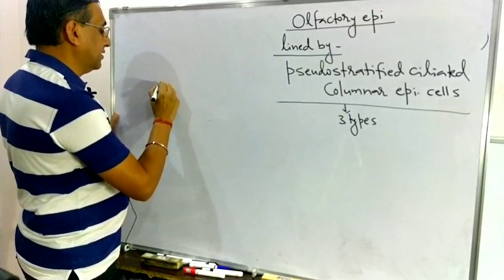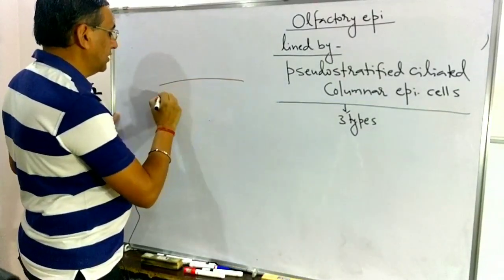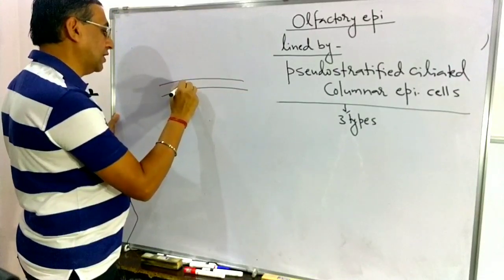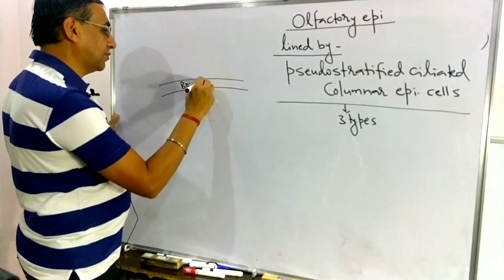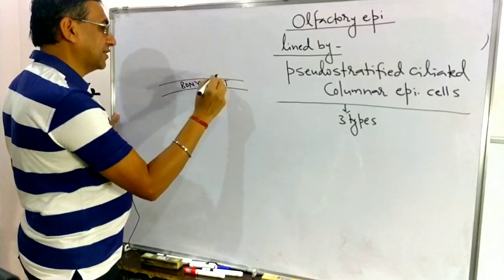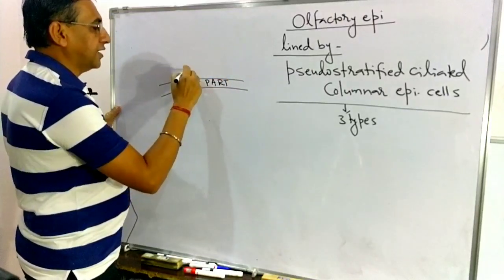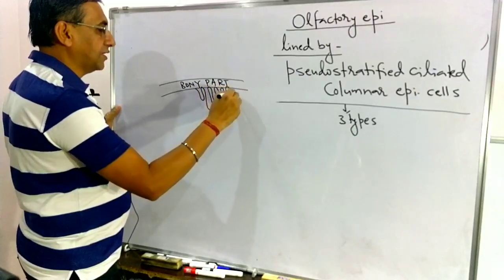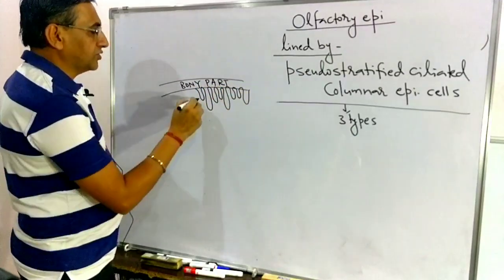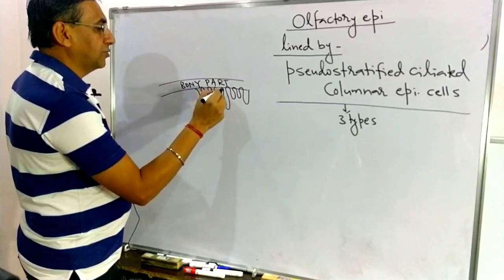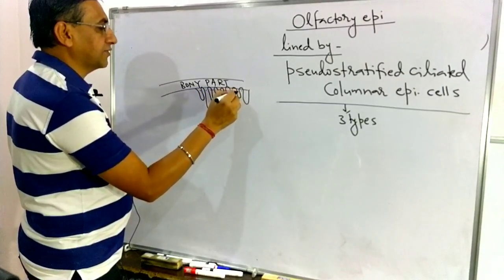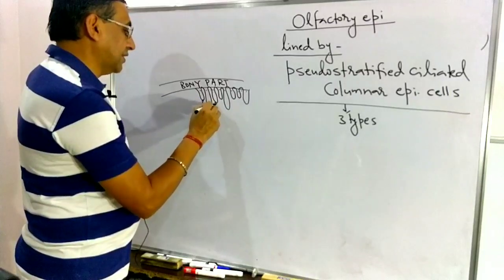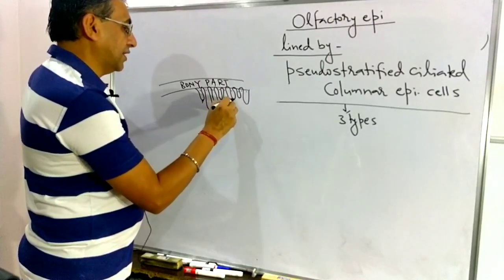If I say that this is the bony part of the nose, it means the nasal septum is there, and here they have the pseudostratified ciliated columnar epithelium. Pseudostratified means the length of the cells is different, and at the anterior end they have the cilia.